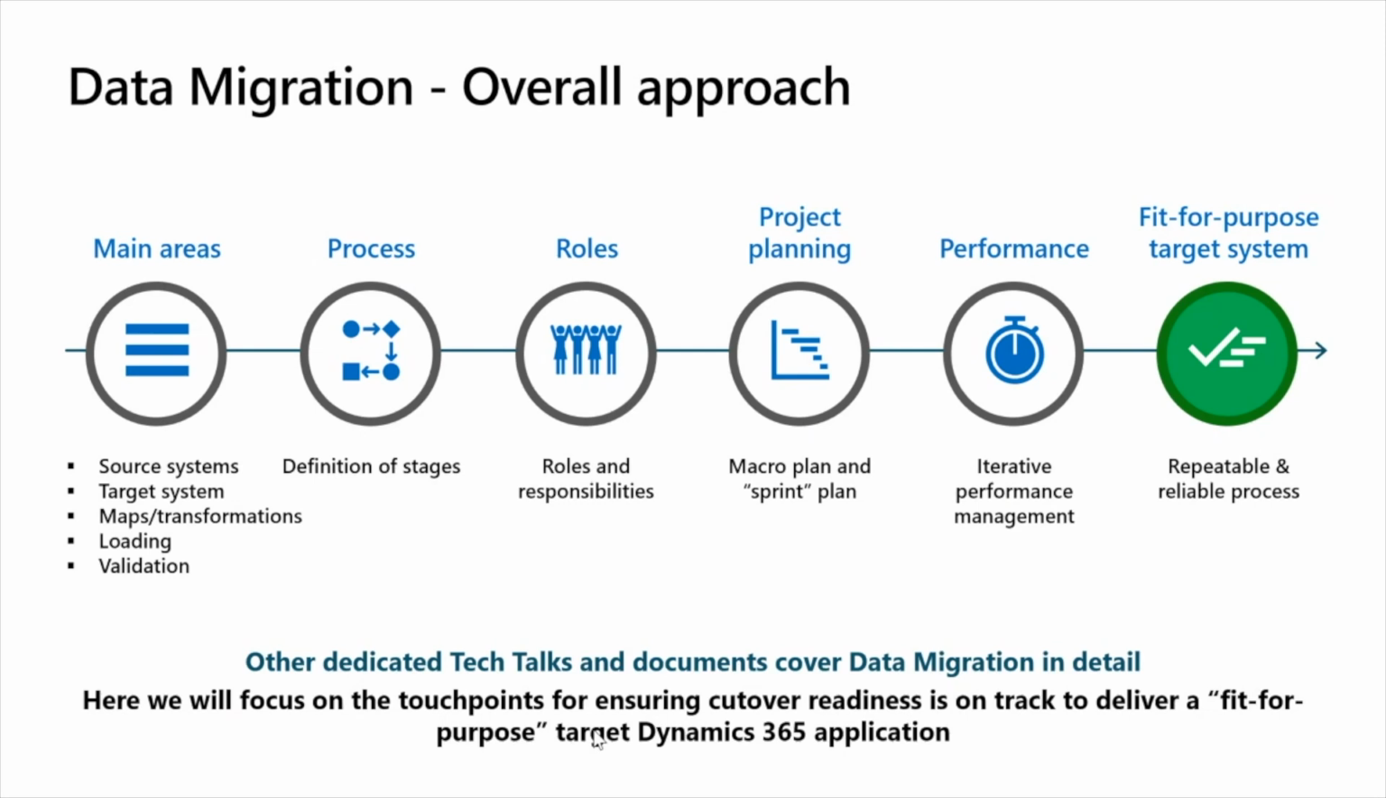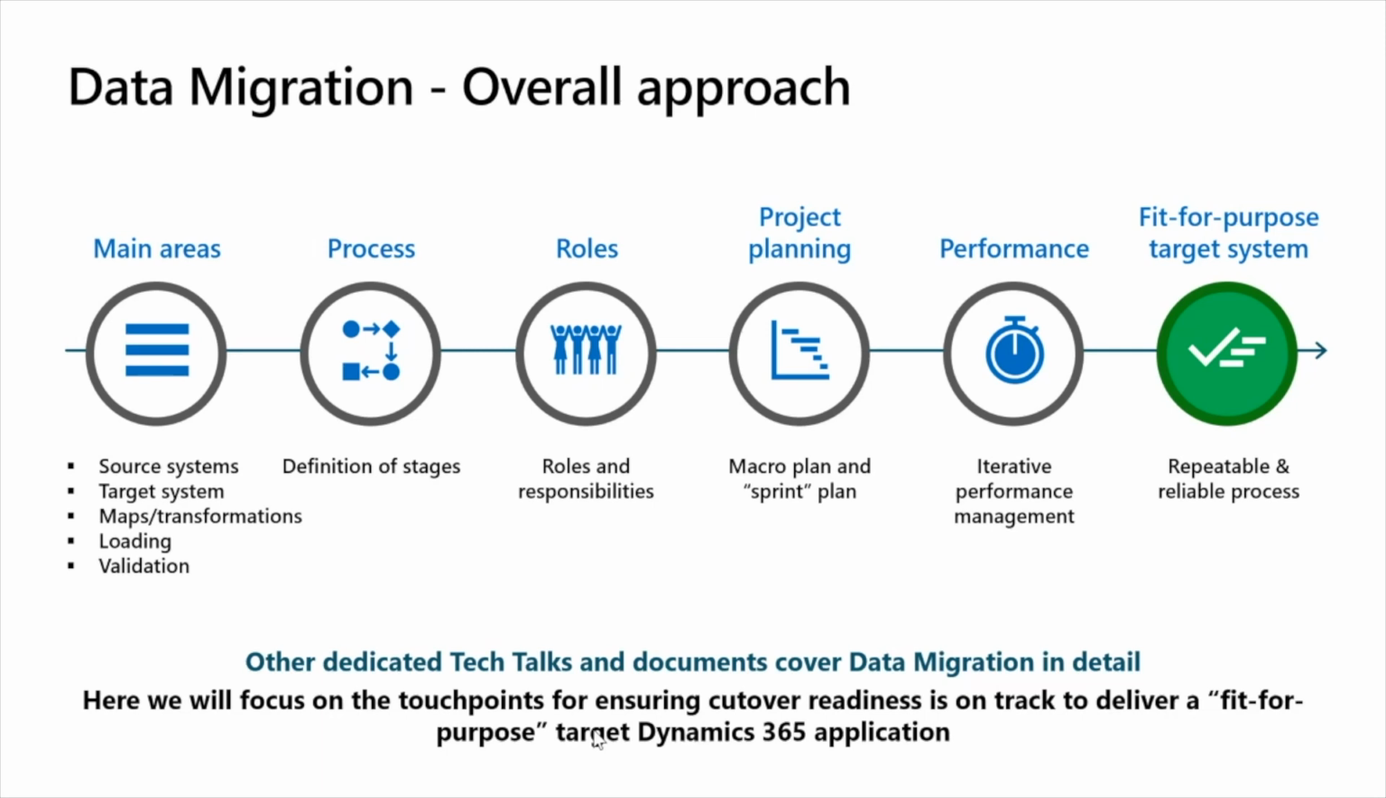So we're going to break it down and go into a little bit more detail on the topics of the source systems, target system, mapping and transformation, data loading, and the validation. And across these, we're going to talk briefly about the process, the roles and responsibilities, and the planning that is required from a data migration perspective, both at a macro level and then at a sprint level, or if you're in a waterfall, at a phase level.